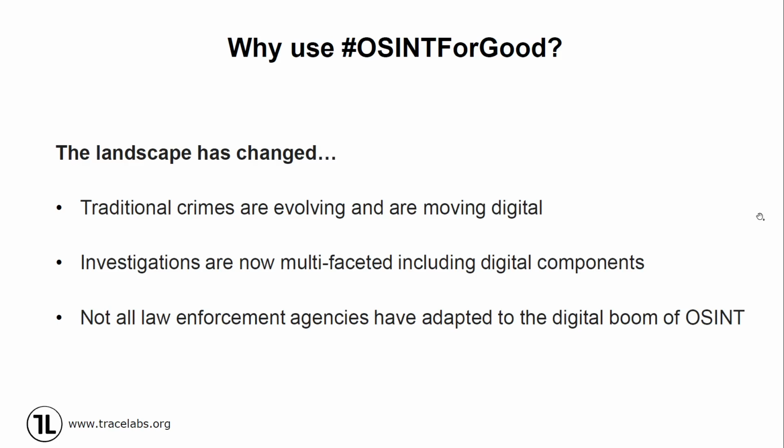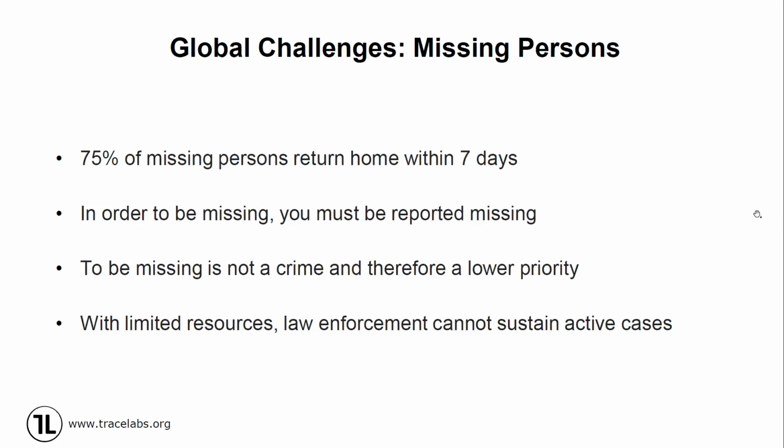Now, the reason why we use OSINTForGood at TraceLabs and have applied it to our model is because the landscape is changing. Traditional crimes are evolving, they're moving digital. We've seen investigations now, especially with law enforcement, becoming multifaceted and including digital components. However, not all law enforcement agencies have adapted to this digital boom of OSINT, and this is where we come in. And additionally, there's a global challenge with missing persons.